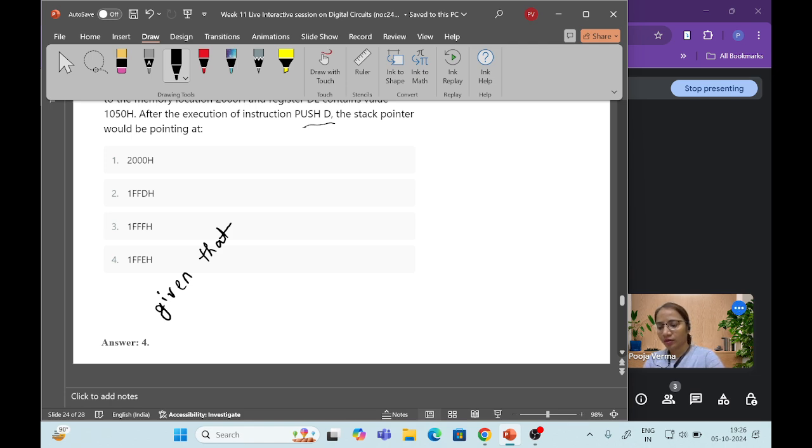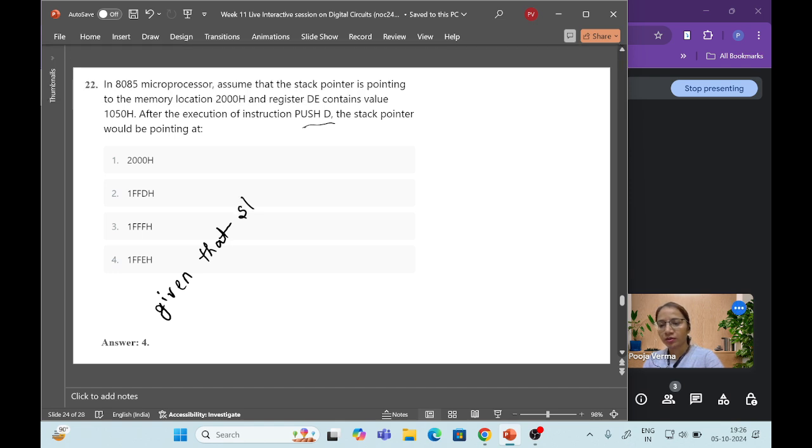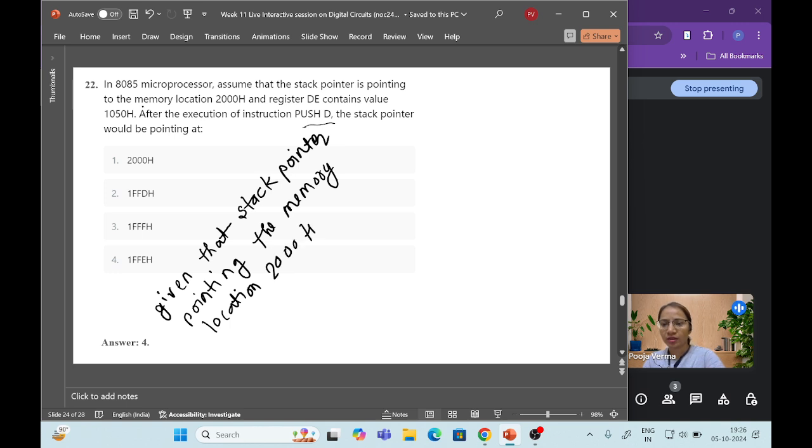So given that the stack pointer is pointing at the memory location 2000H, that means the memory location at the top of the stack. This one is a stack, and it is pointing at 2000.